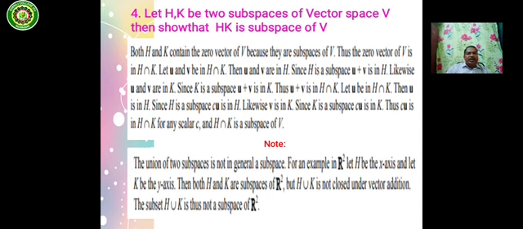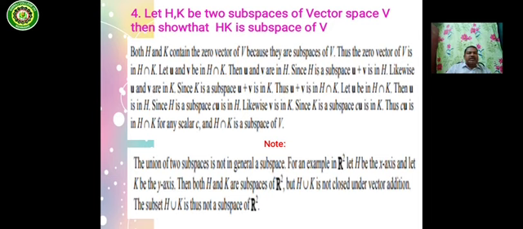For the third condition, u is an element of H and K, and c is any scalar. Then cu is an element of H and K. These two are common elements: cu belongs to H and cu belongs to K. So cu is a common element of H and K, and we say that cu is an element of H intersection K.